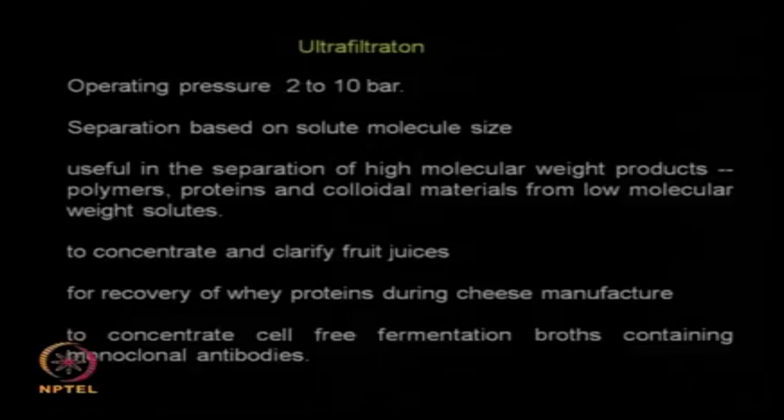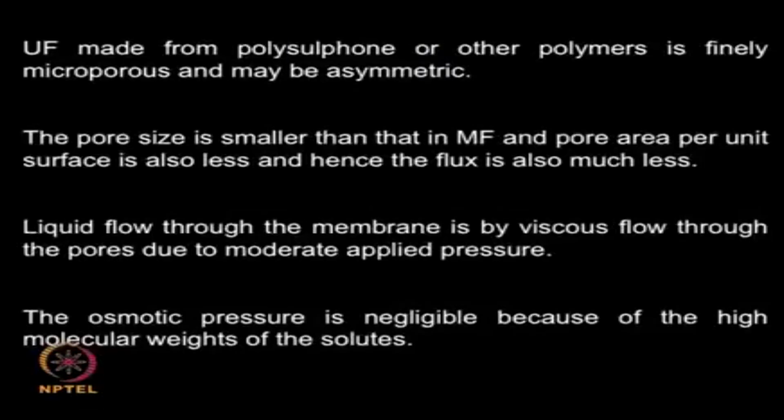So this comes as a second step in my filtration process. The material of construction, we can have polysulfones or other polymers, finely made microporous, and the pore size could be asymmetric also. This pore size is much smaller than microfiltration, and pore area per unit surface is also less, so the flux will be much lesser when compared to MF.